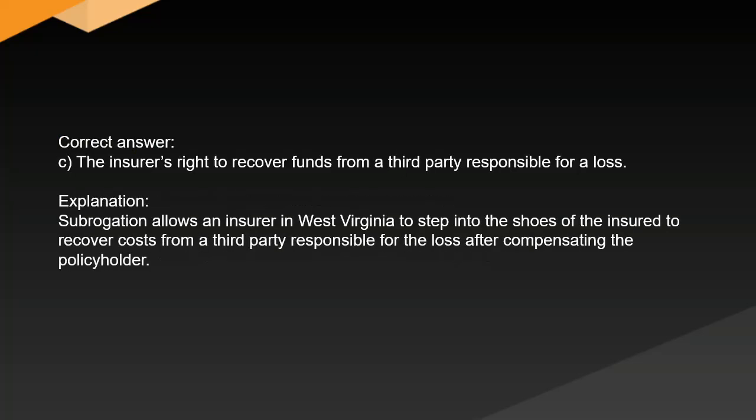Correct answer: C. The insurer's right to recover funds from a third party responsible for a loss. Explanation: Subrogation allows an insurer in West Virginia to step into the shoes of the insured to recover costs from a third party responsible for the loss after compensating the policyholder.